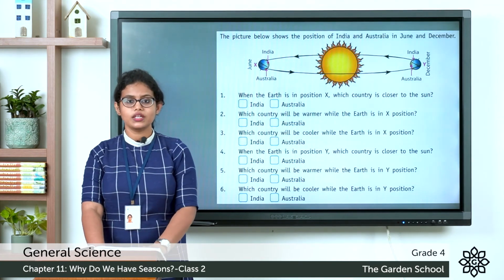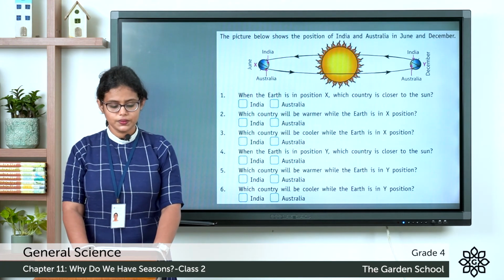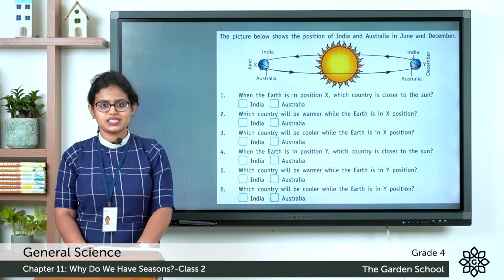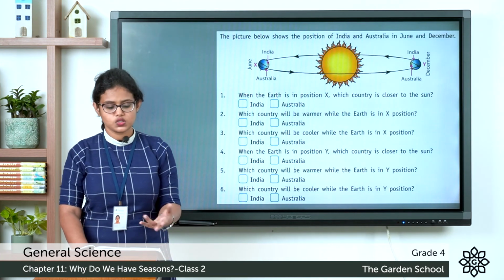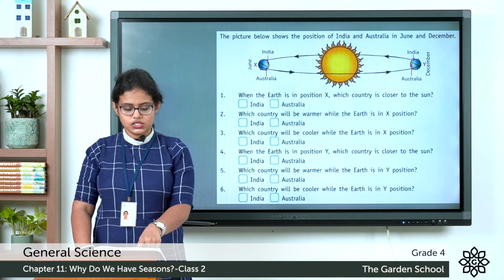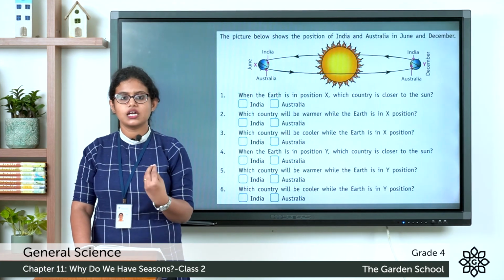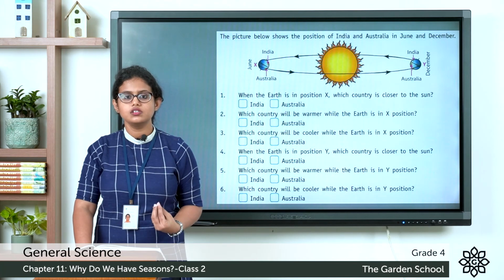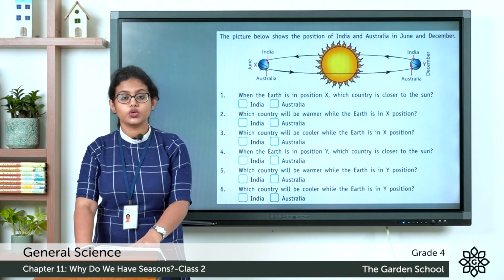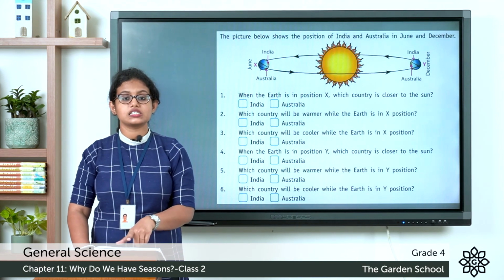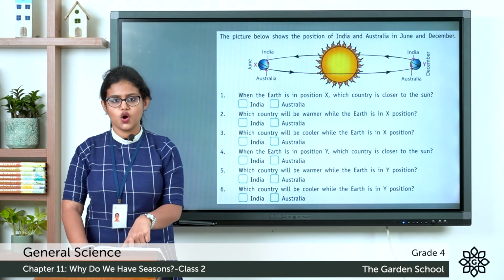Then page number 130. There is a box given, remember. So that is about seasons. So we learnt about summer, winter and monsoon. So during summer season, the days are long and nights are short and the sun rays are straight and direct. What about during winter season? During winter season, the sun rays are slanted, then days are shorter and nights are longer.